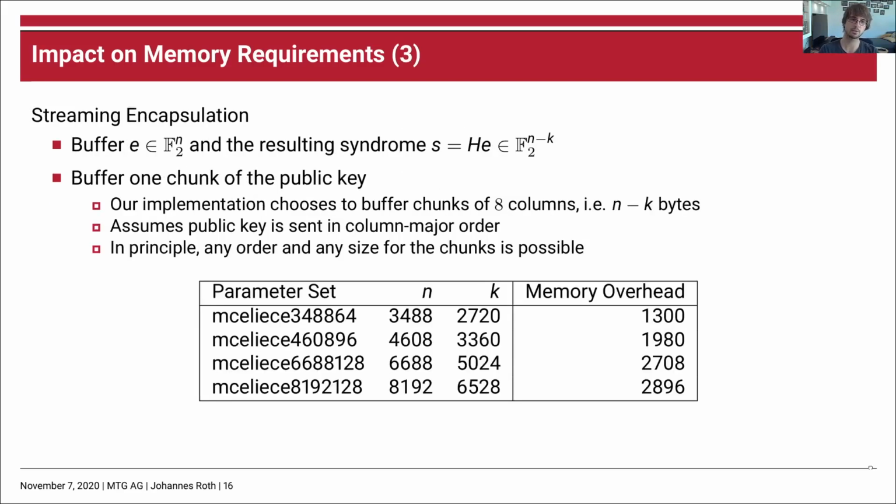So for the streaming encapsulation, what we really need to store temporarily is the buffer E and the resulting syndrome S. And also we have to buffer the chunks of the public key that we generate. For our implementation, we choose to buffer chunks of 8 columns at a time. This means n minus k bytes at a time. We assume that the public key is sent in column major order, as I've shown in the algorithms before. In principle, any order would be possible and any size for the chunks would be possible.